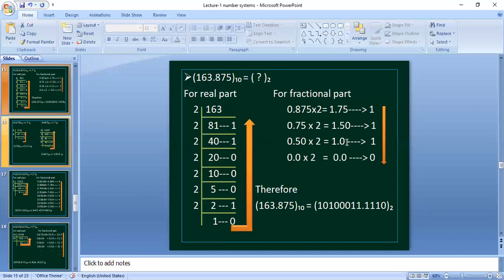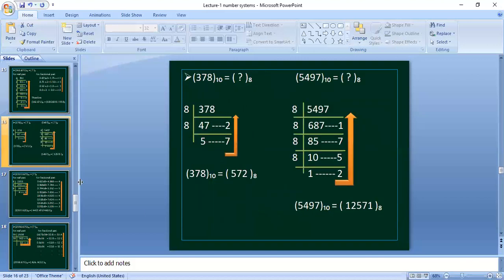So here the fractional part of the product is 0. Again that will be multiplied with the destination radix 2, so we will get 0. Here we need to consider the result from top to bottom. This is for the fractional part and this is for the integer part. So this is the final answer: 10100 11.1110. This is the equivalent binary representation for the given decimal number.